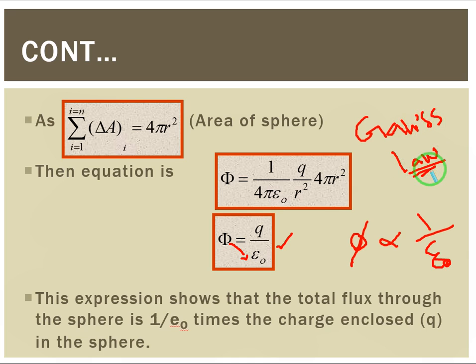Okay, so what is Gauss's law? The definition of Gauss's law: the total flux through a closed surface is equal to 1 divided by epsilon naught times the total charge inside the closed surface. So Gauss's law is flux equal to 1 divided by epsilon naught times the total charge enclosed inside the closed surface. Gauss's law is always about a closed surface. Okay, hope you got my point here.